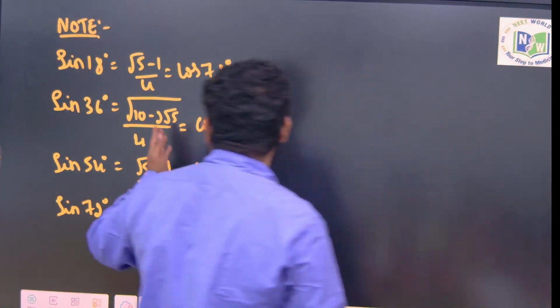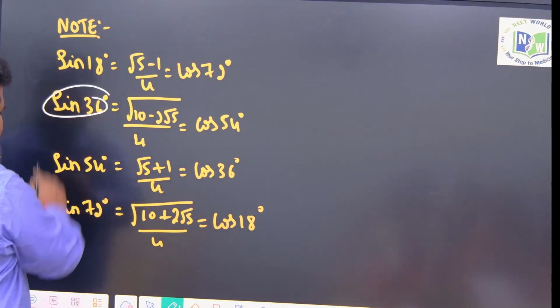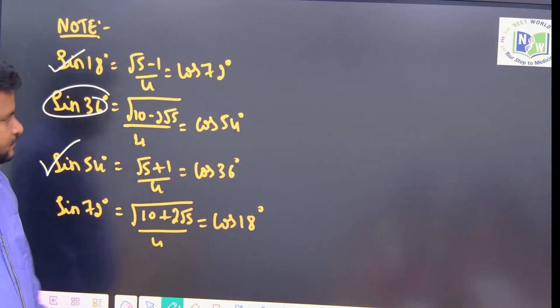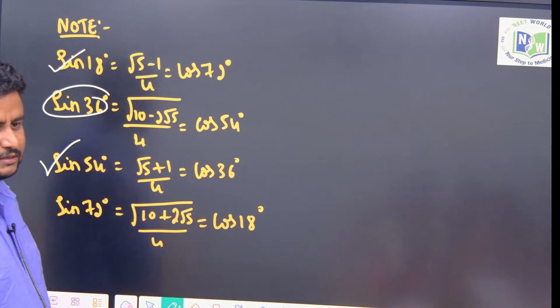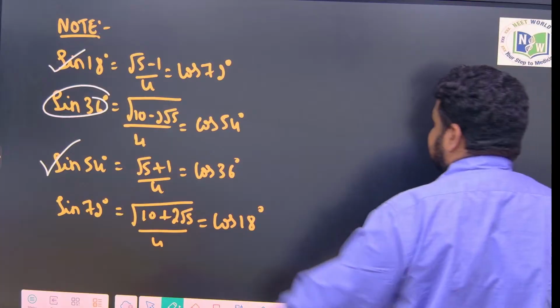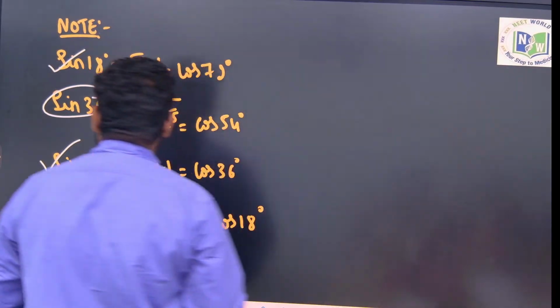So these values I told you, sin 18 degree, sin 36, no need to worry about 36. Sin 54 you remember, and sin 18 you remember. Not 36, sin 54. Sin 18 and which one?